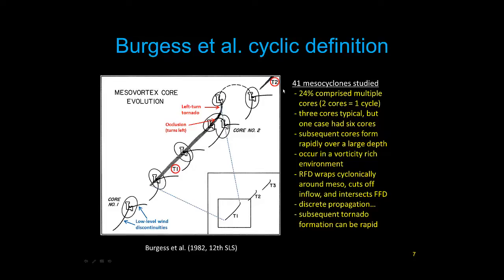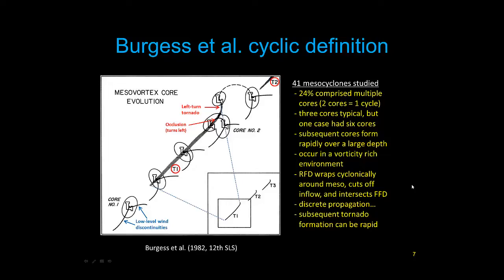And so Don Burgess and his co-authors looked at 41 mesos. About 25% of them were considered multiple cores. So if you have two cores, you ended up with one cycle. Typically, they had 3 cores, but they had one case that had 6 cores. And the subsequent cores developed fairly rapidly and over a large depth of the atmosphere. And they noted that the RFD tends to wrap cyclonically around the meso and cuts off the inflow. There are some observations that contradict that, but this was what they found in their study.